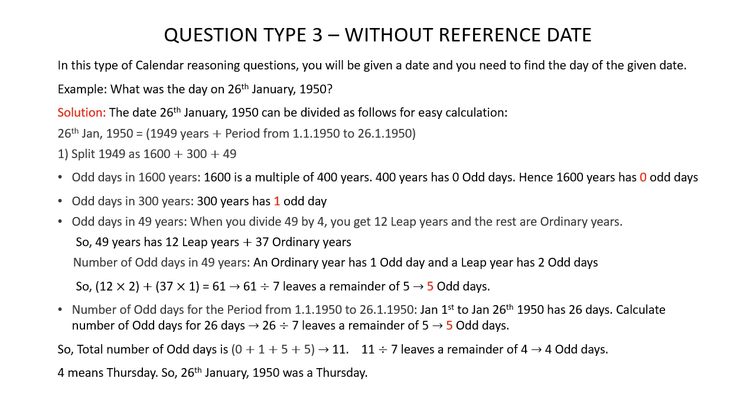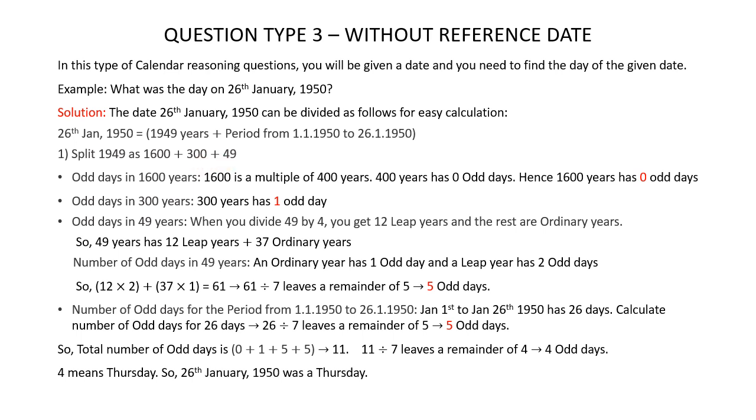26 January 1950 has 1949 complete years, and in 1950 there is the period from 1/1/1950 to 26/1/1950. So 26 January 1950 can be divided as 1949 years plus the period from 1/1/1950 to 26/1/1950. Now we can split 1949 years as 1600 plus 300 plus 49.